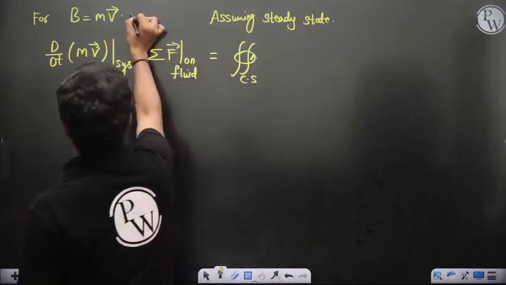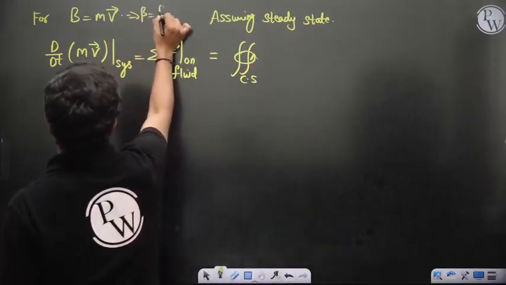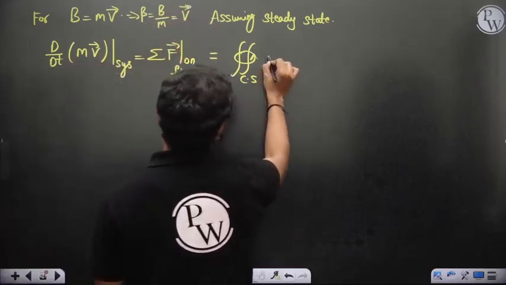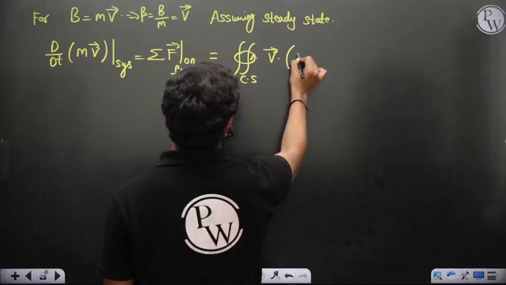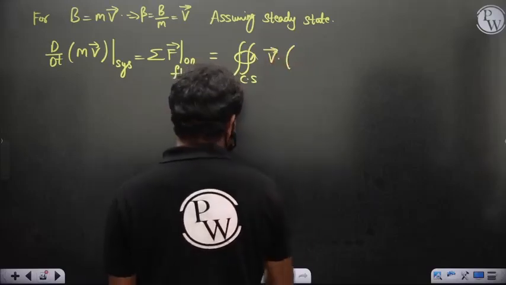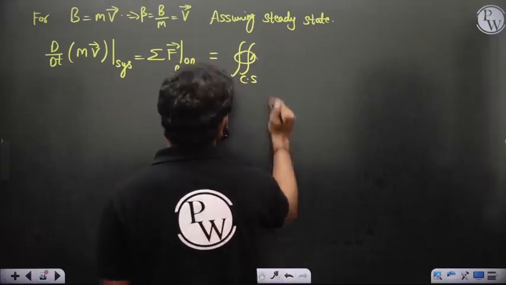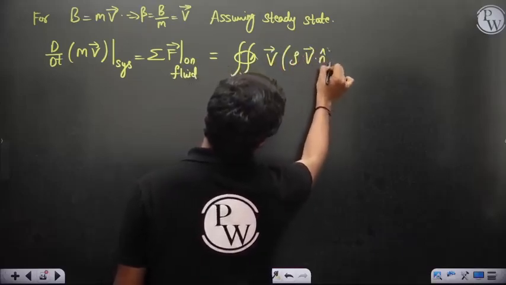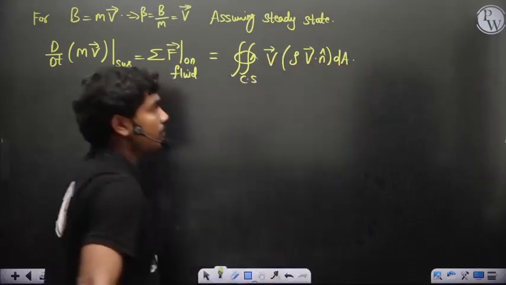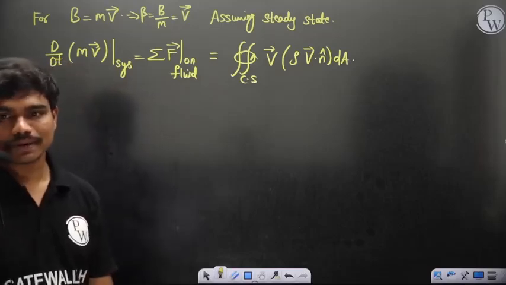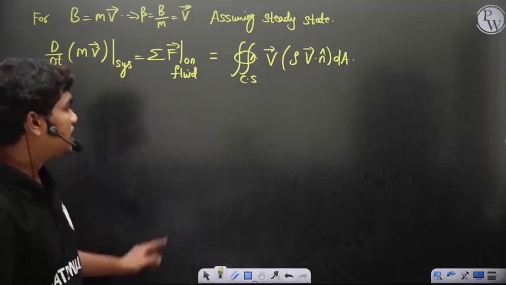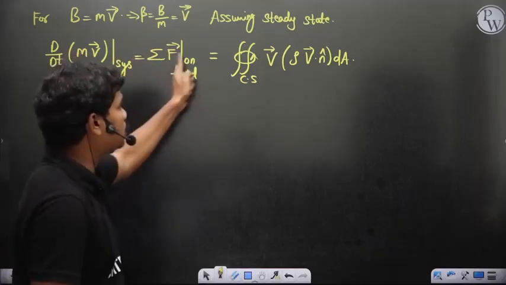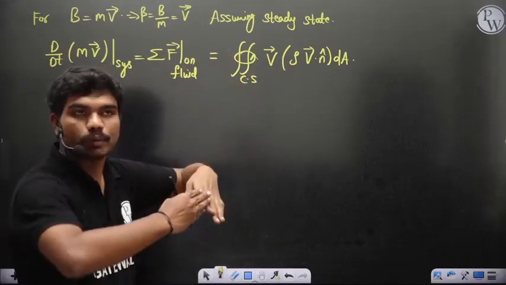Now this tells you beta, B by M, which is V, of course. So V times, beta is V, a vector, times the mass flow rate, which is scalar. So rho V dot n cap dA. This is what you have here. Okay, so rho V dot n cap dA. This is what you get. Now sigma net force acting on the fluid, which is this quantity, is equal to this one, because I have taken steady state, so the dou by dou t term is 0.